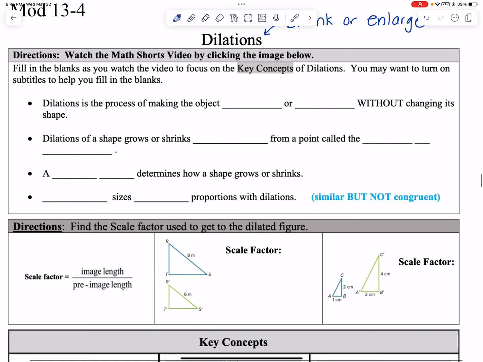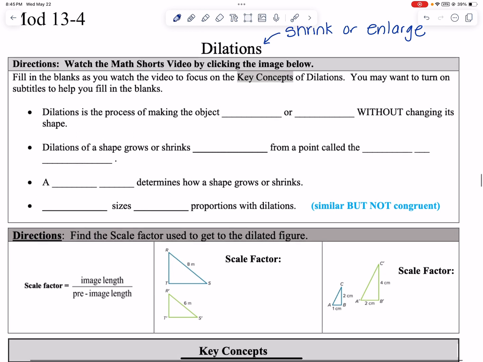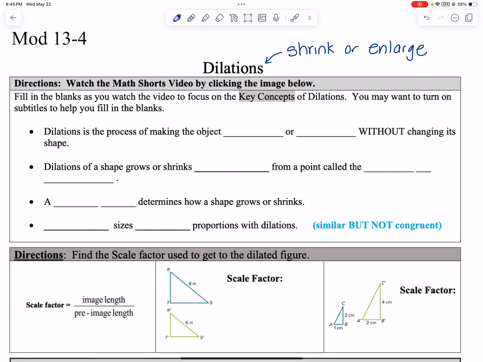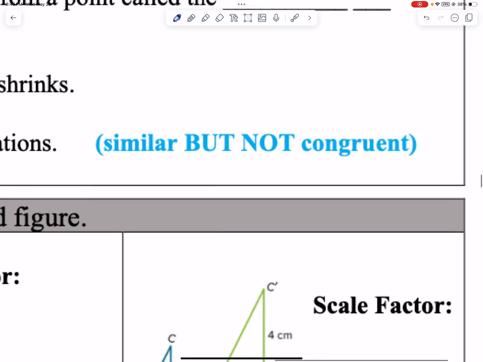Let's take a look. It says dilations is the process of making the object blank or blank without changing its shape. So we talked about shrink or enlarge. What would that mean? Making the object larger. So let's fill this in. Or smaller without changing its shape at all. So the shape doesn't change, but you have to understand now the side lengths are larger or smaller. And that's why we say that it's similar, but not congruent. So that's something to be aware of with that.